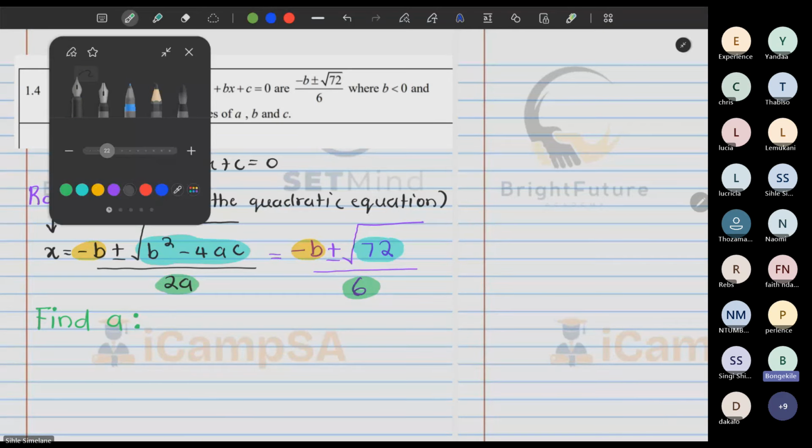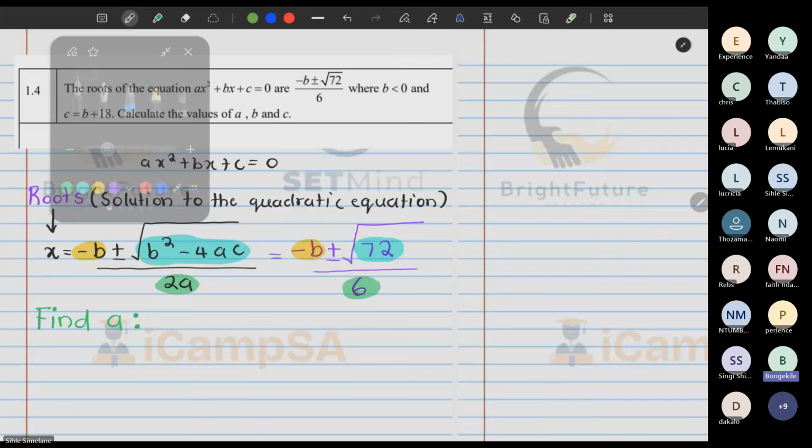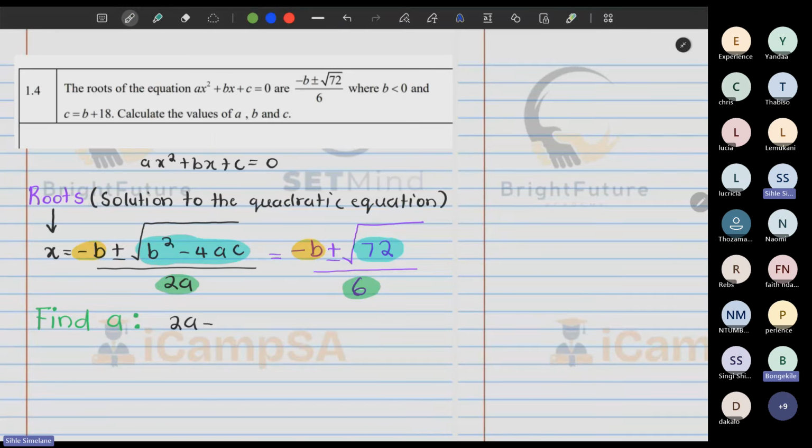You want to say 2a is equal to 6. Yeah, no, you guys are so smart. When I grow up, I want to be like you. So we say 2a equals 6.